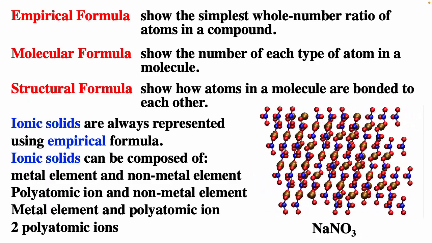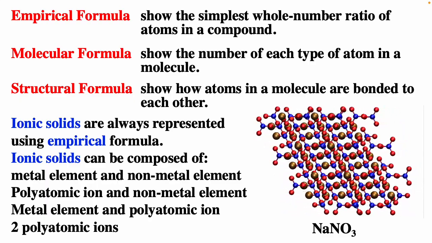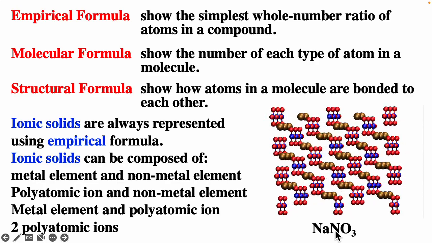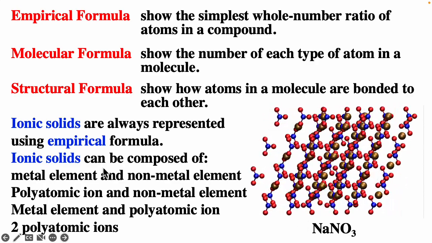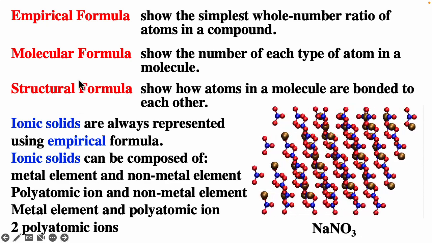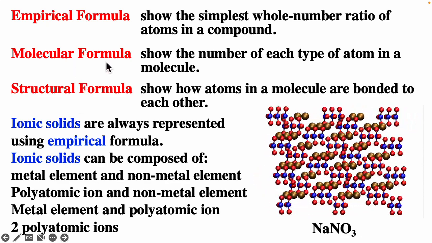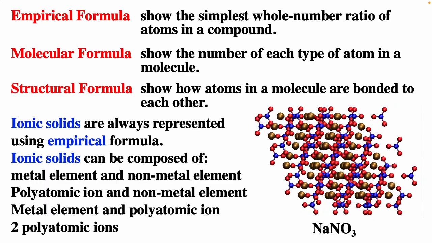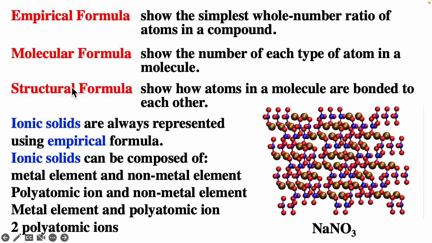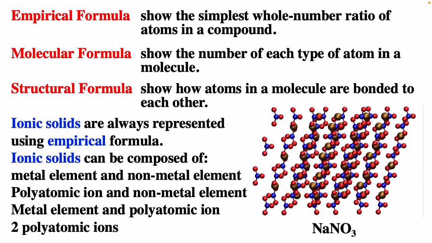And so we'd call that sodium nitrate. But again, you're going to have a really large number of sodium ions and nitrate ions. So we always use empirical formula for ionic solids. Molecular formula shows the number of each type of atom in a molecule. Structural formula actually shows you how the atoms in a molecule are bonded to each other.